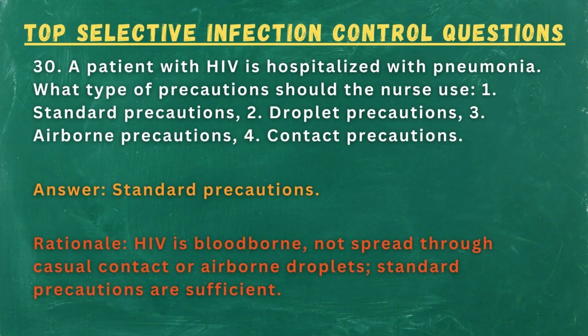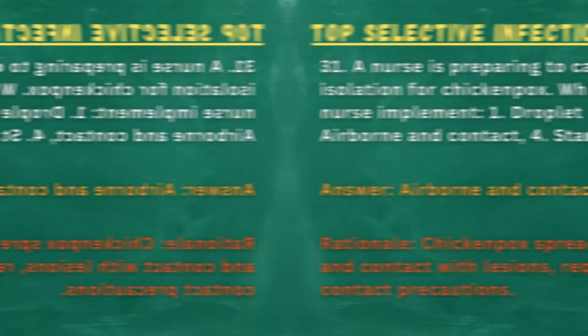30. A patient with HIV is hospitalized with pneumonia. What type of precautions should the nurse use? 1. Standard precautions. 2. Droplet precautions. 3. Airborne precautions. 4. Contact precautions. Answer: standard precautions. Rationale: HIV is bloodborne, not spread through casual contact or airborne droplets. Standard precautions are sufficient.